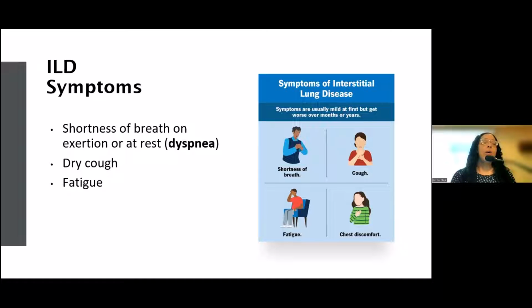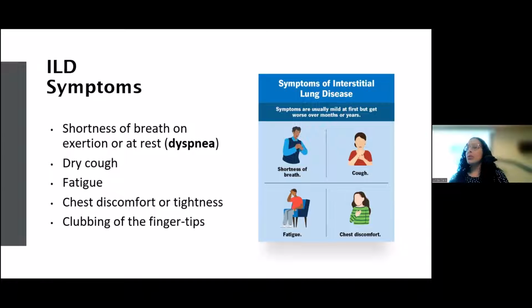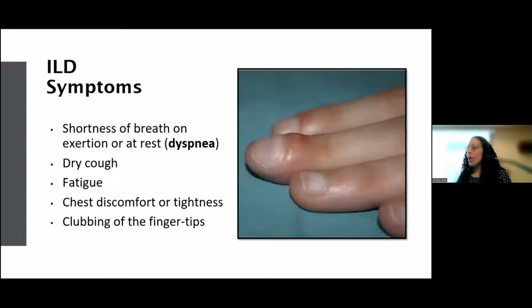Fatigue is a symptom of interstitial lung disease, again, for many reasons, but mainly because the body requires more work and more energy to breathe. Chest discomfort or tightness can often be felt, again, because of that stiffness and more work of breathing. And another sign we sometimes see, not always, but it's usually associated with pulmonary fibrosis, is clubbing of the fingertips. That is what it looks like when you get some rounding of the fingertips. So that's a sign we can look for on assessment.